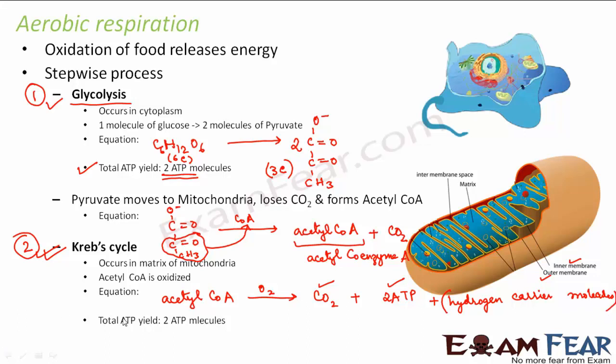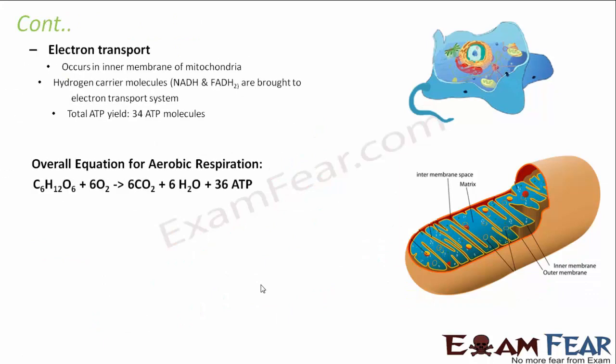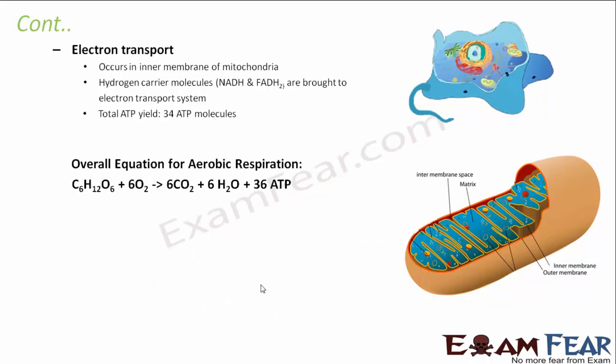So what is the total ATP yield here? 2 ATP molecules are again produced here. In glycolysis 2 ATP molecules were produced, again in Krebs cycle 2 ATP molecules were produced. Now you can see that in this step oxygen is needed, and that is why it is aerobic respiration. Now what is the third step? The third step is electron transport.